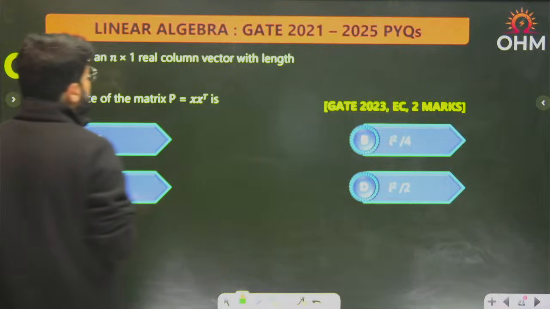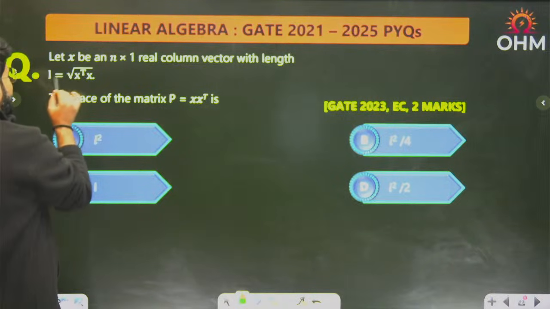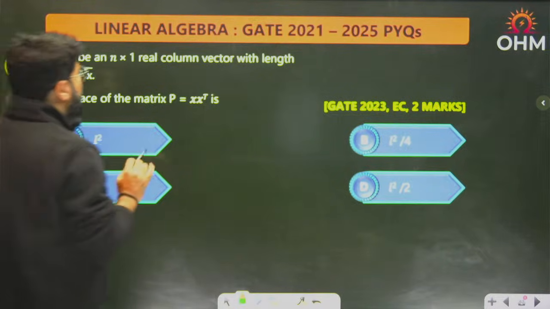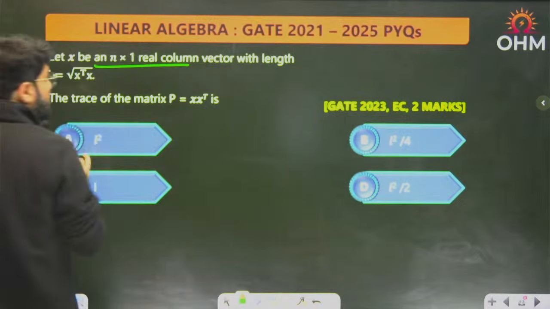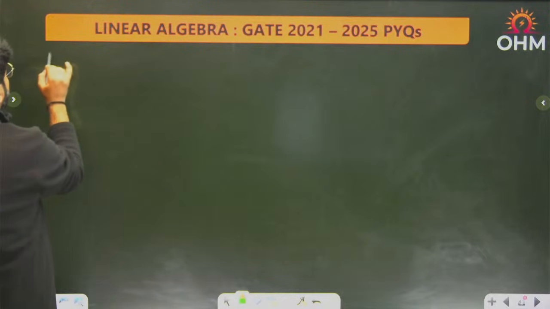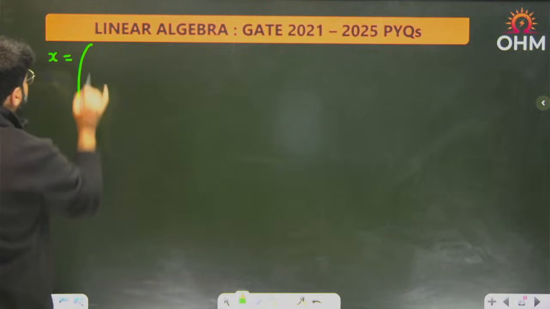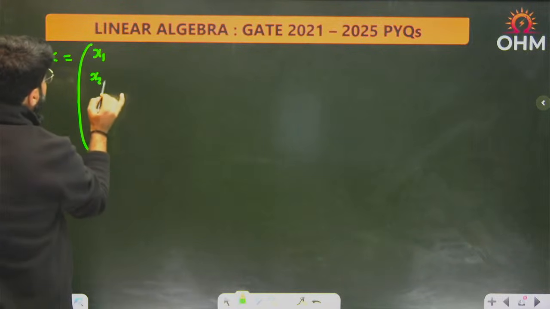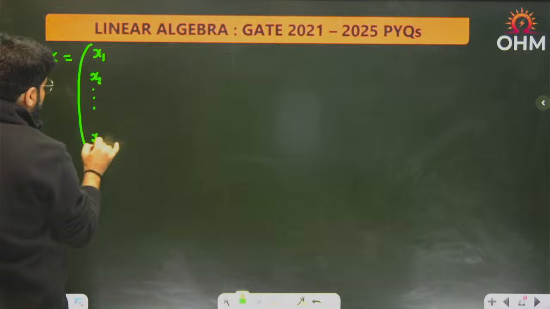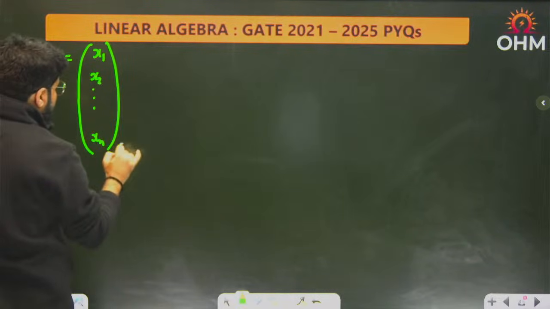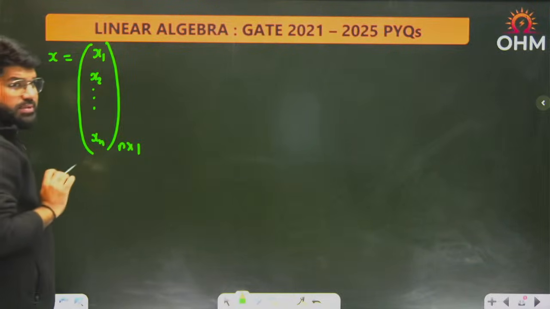Let X be an n cross 1 real column vector, with length under root X transpose X. Now, what is the meaning of this? X is a real column vector, n cross 1 in size. What is the X I can take? A column vector with n rows, which means n entries, x1, x2, up to xn. This is how you can define an n cross 1 real column vector. All entries must be real.